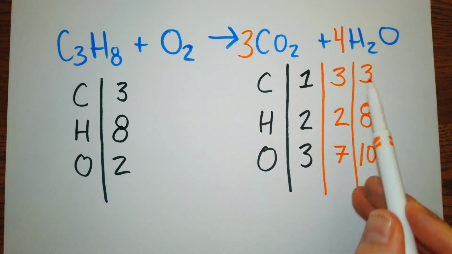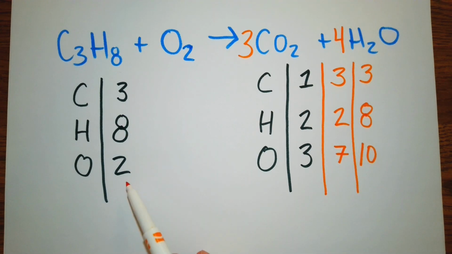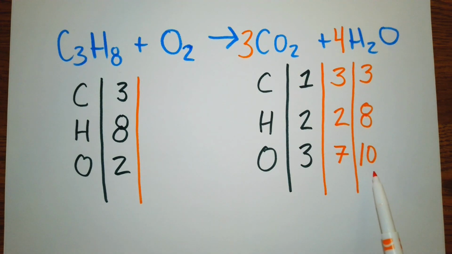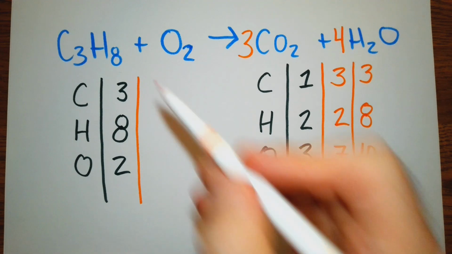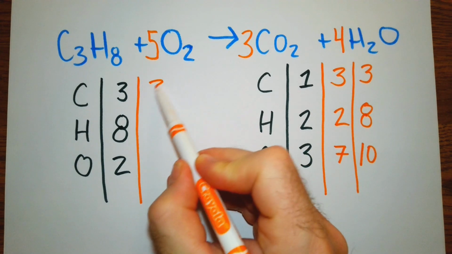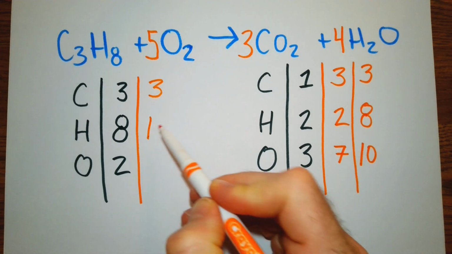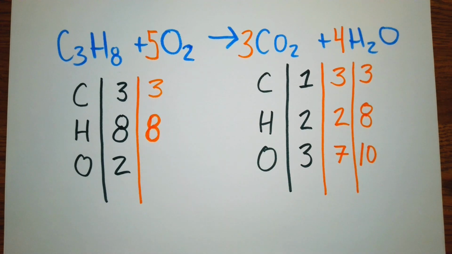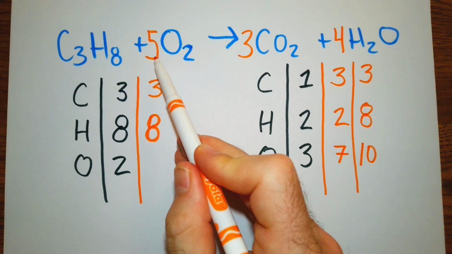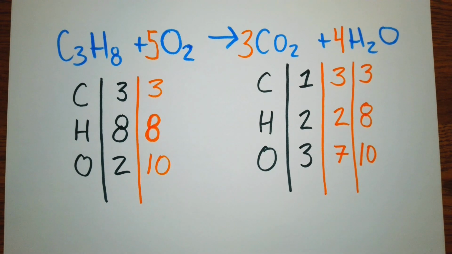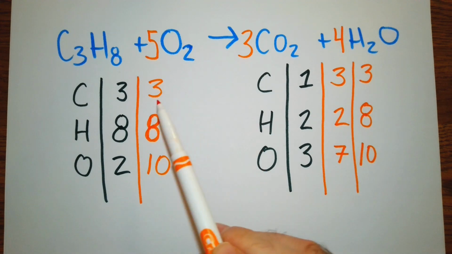Now, our carbons are balanced, our hydrogens are balanced, but not our oxygens. So what number can we multiply times 2 to get our desired 10? Well, 5 times 2 would give us that result, so let's put a coefficient of 5 here. Let's see what those consequences are. We still have 3 carbons, we still have 8 hydrogens. And now we have 5 times 2 for a total of 10 oxygens. So let's double check.